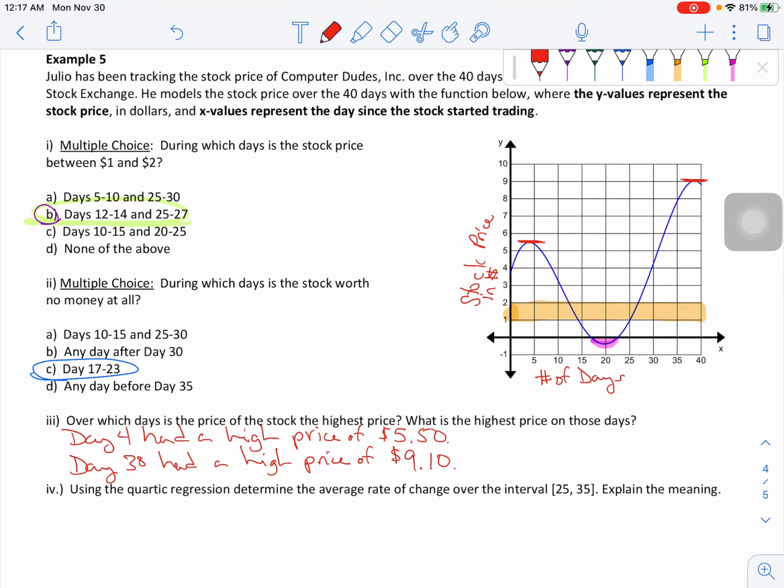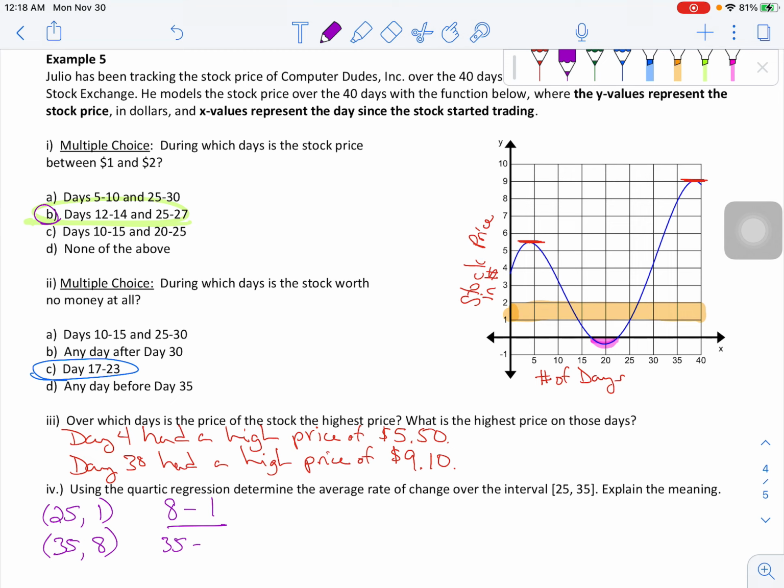All right. Using the quartic regression, determine the average rate of change over the interval 25 to 35. So I need 2 ordered pairs here. What's happening at x equals 25 and what's happening at x equals 35. So at 25 here, the price of the stock is basically $1. So let's call it $1. And then at 35, if I follow this up, the price of the stock is basically, I'm going to say it's $8.